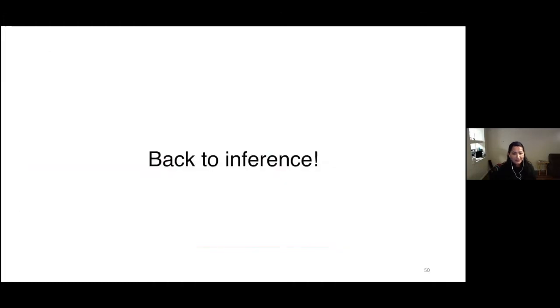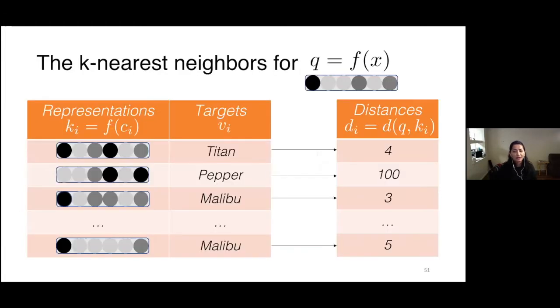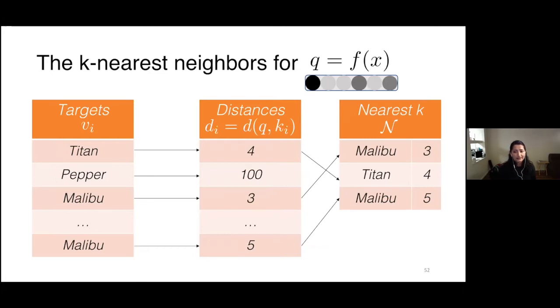So getting back to our test context, recall that we have this query, which is just the test context representation. And we're going to compute distances between it and a subset of the relevant keys from our data store. Then we'll prune that list and keep only the top k nearest neighbors.